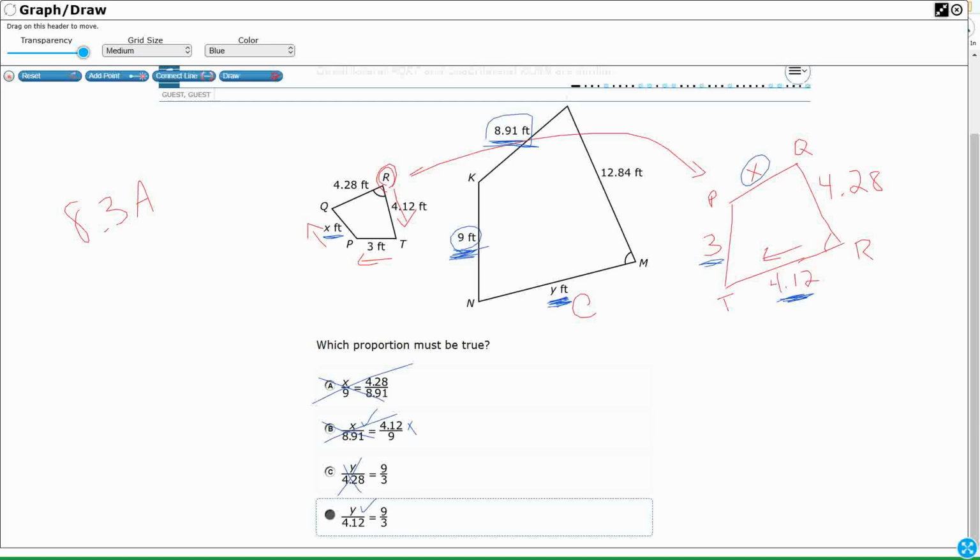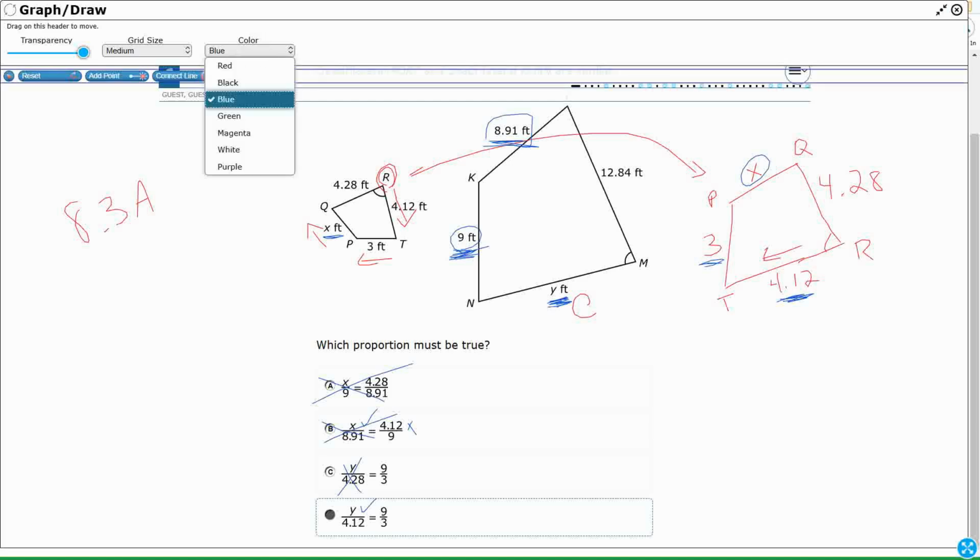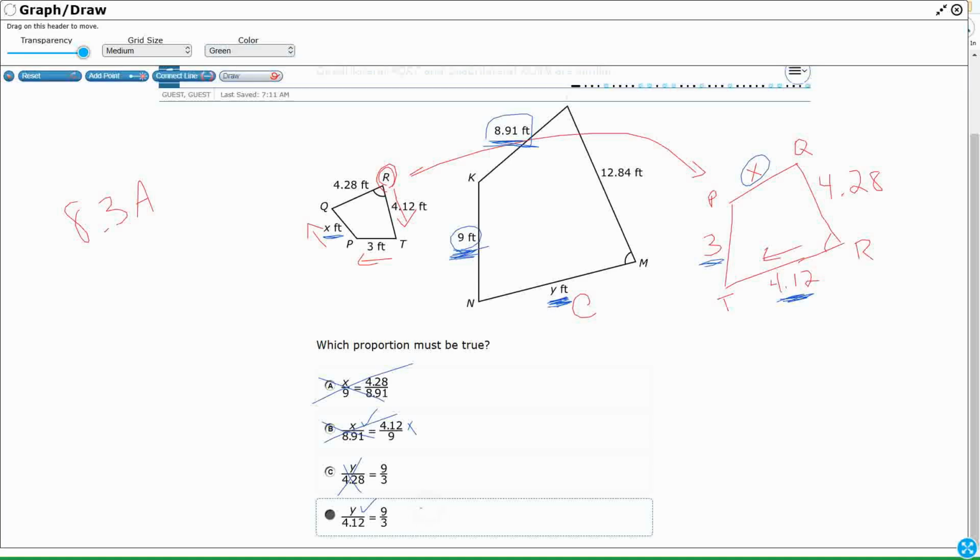So the key here was to get it rotated, and to just realize you have to go big to small, small to big, or you can stay within the shape, but then the other pair has to match as well. So this one was difficult. Take a look at our answer selections.